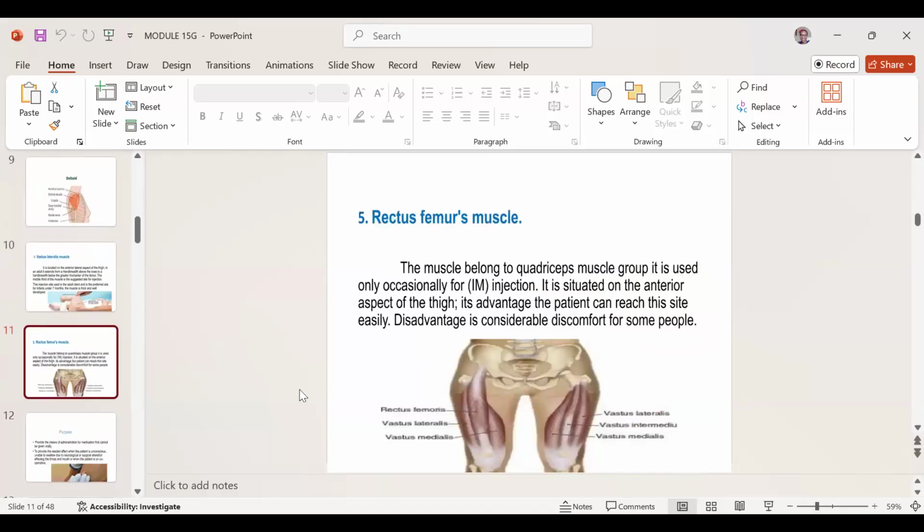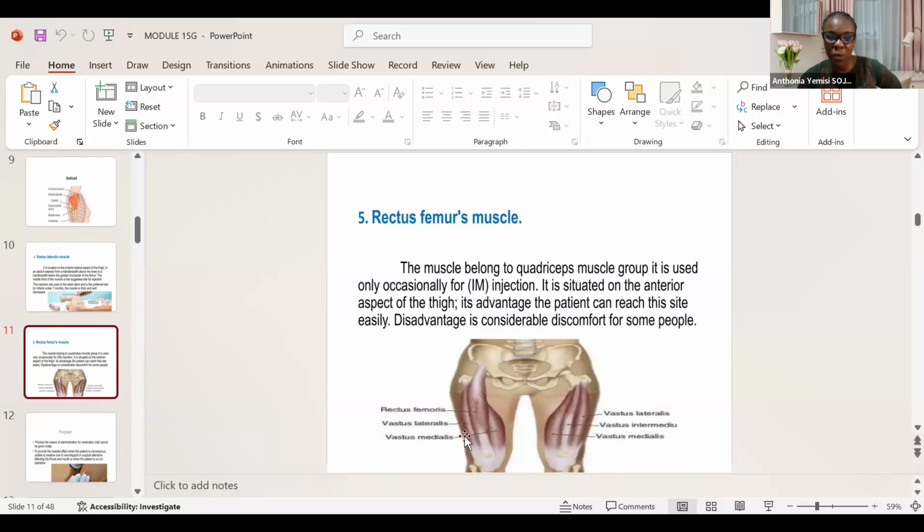So in case your patient is a child or an adult, any of those locations can be used to administer the injection. Then for the adult, you can also still place it on the thigh. On the thigh, you're aiming for these groups of muscles.